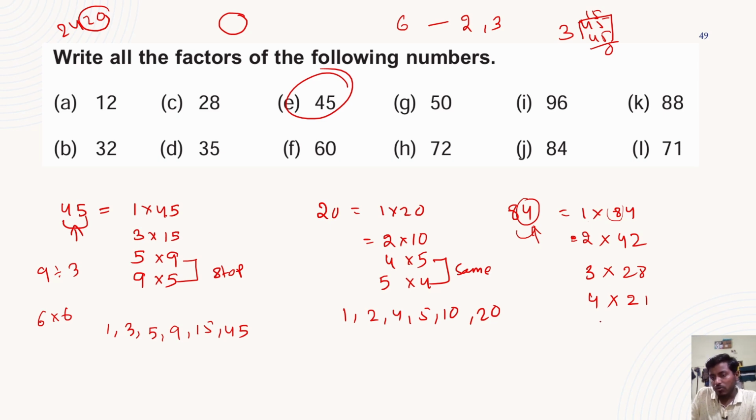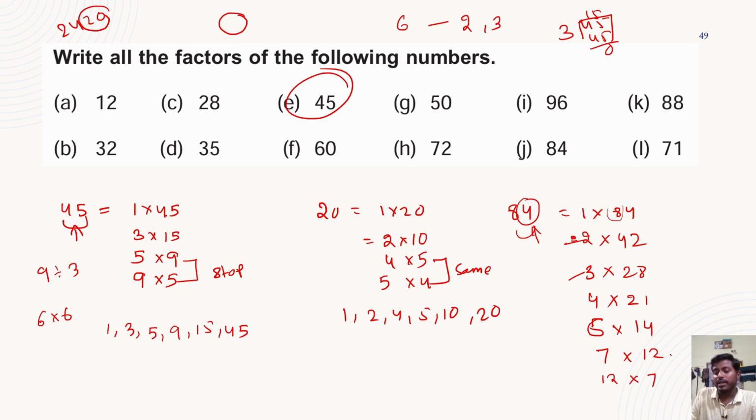Next, 5. No, not 5, because the last digit is 4. Now check 6. Yes, because 2 and 3 means 6 is compulsory. So 6 ones are 6, 6 fours are 24, so 6 divides it. Now 7. Yes, from the 7 table directly, 7 times 12 works. Now 8 no, 9 no, 10 no, 11 no, 12 directly.